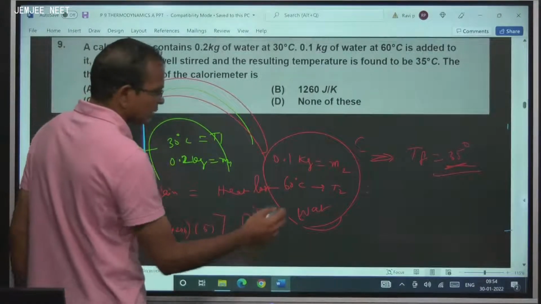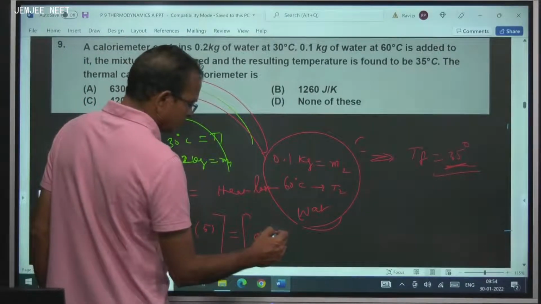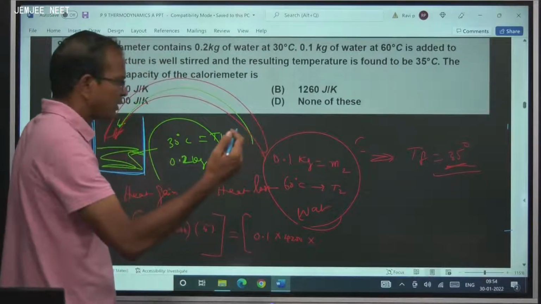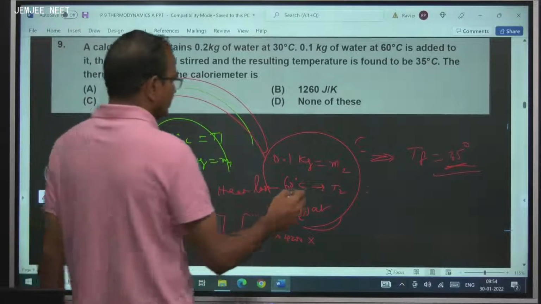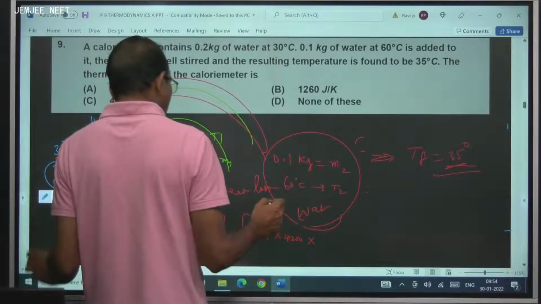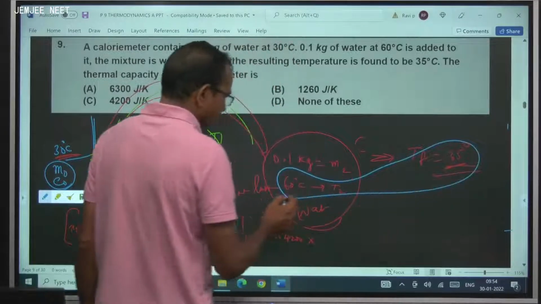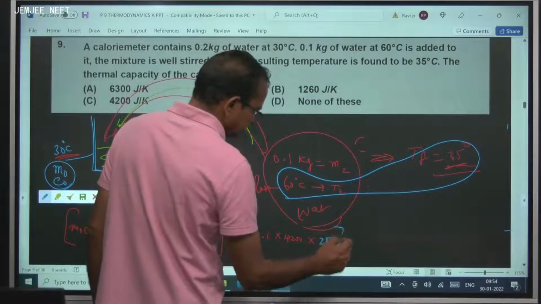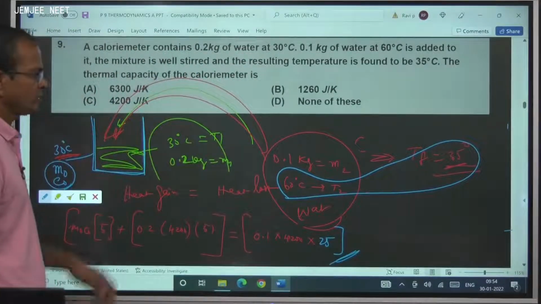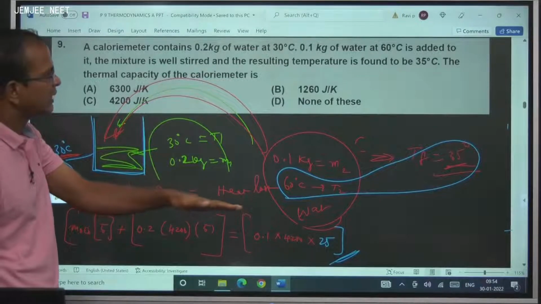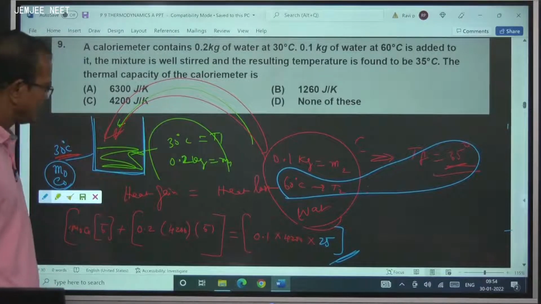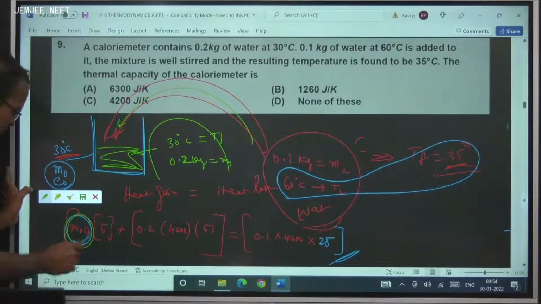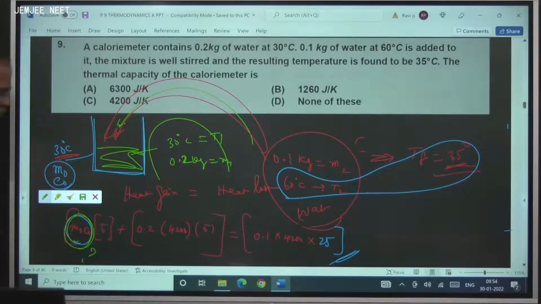Who is losing heat? This fellow. What is that? 0.1, again 4200, again it is coming down from where? 60 to 35. He comes from 60 to 35. What is the difference in temperature? He cools from 60 to 35, 25, right? He is coming down from 60 to final 35. 25 degrees Celsius he comes down. Come on, solve this and find this question mark. Rest everything is known to you. Come on.